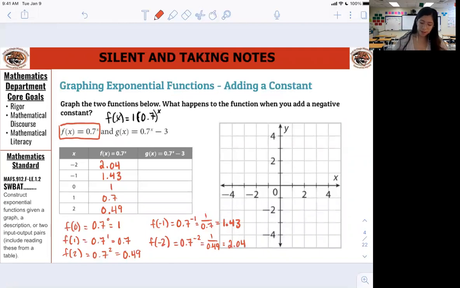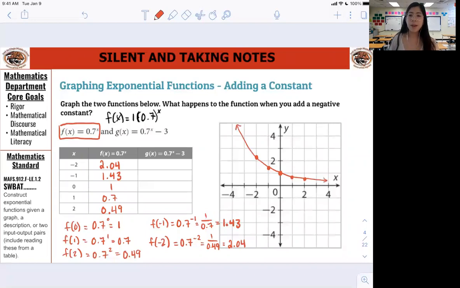I'm going to graph f of x, and then later, afterwards, we'll graph g of x. So negative 2 comma 2.04. That's going to be real close to the 2. Negative 1 comma 1.43. That'll be somewhere around here. 0 comma 1. 1 comma 0.7. And 2 comma 0.49. I'm just doing my best to get those numbers. Obviously, it's not going to be perfect. And there's my graph.